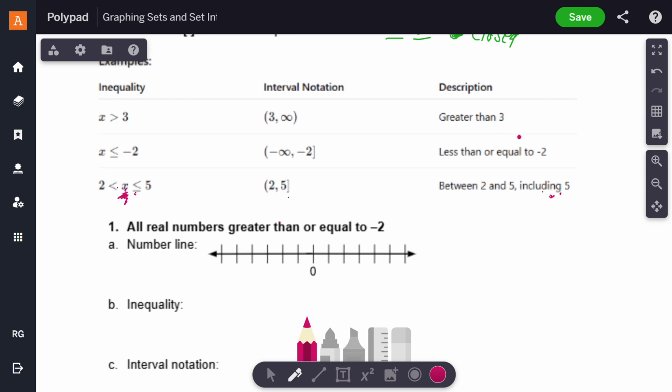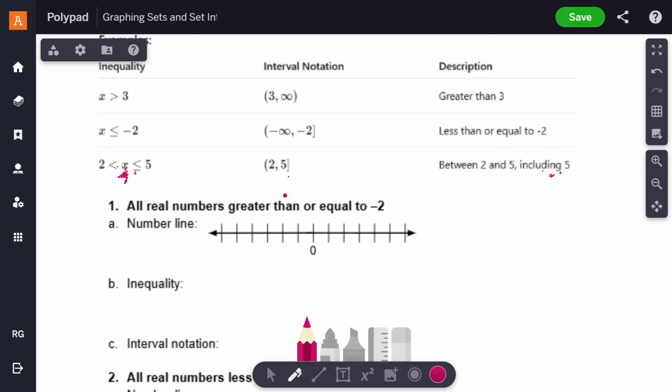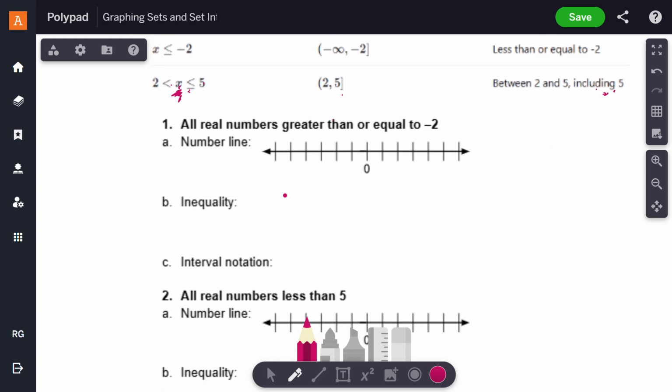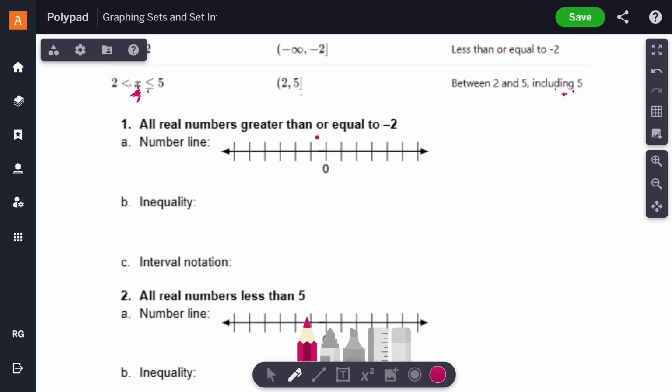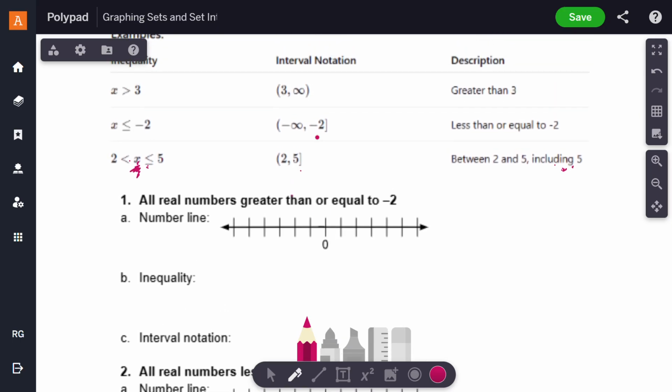And here are descriptions of those interval notations. So it's between 2 and 5, but not including 5. Less than or equal to -2 for here, greater than 3. So now moving to question 1, it says all real numbers greater than or equal to -2. So this looks pretty similar to example number 2 here.